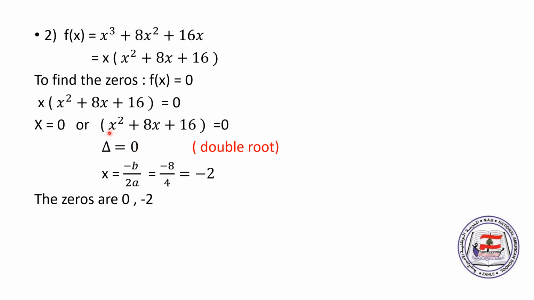So by calculating delta, we get delta equal to 0. It's a double root. It's an equation admitting the same value for x. x is equal to minus b over 2a, so x is equal to -4. For the third degree polynomial, the roots or the zeros are 0 and -4, since -4 is a double root.